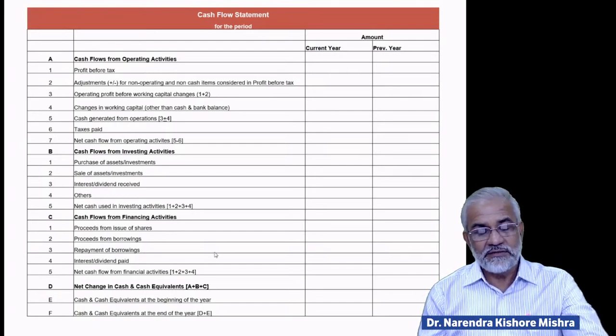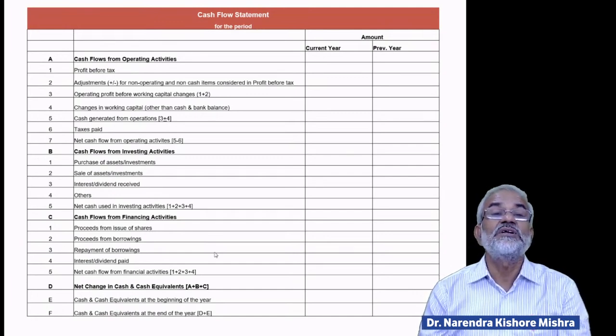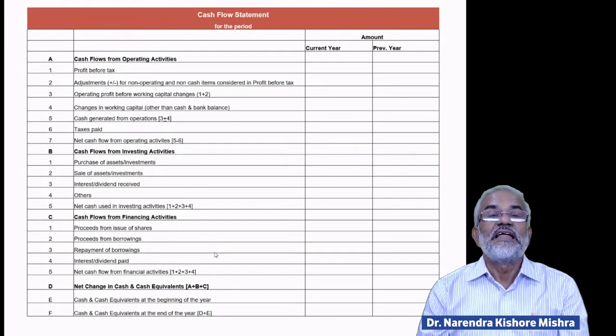In order to find out the cash from operations, the net increase in working capital has to be deducted. The net decrease in working capital: add net decrease in current assets, add net increase in current liabilities, deduct net increase in current assets, deduct net decrease in current liabilities. That will give rise to your changes in working capital. Then cash generated from operations would be the 3 plus 4.